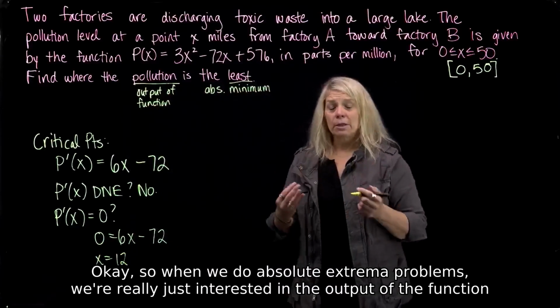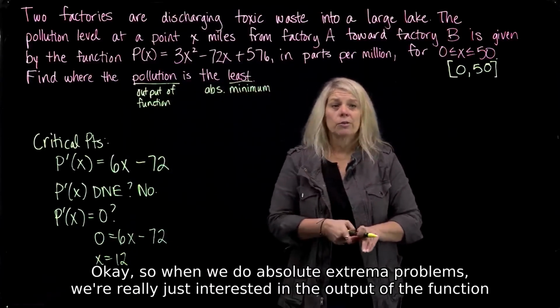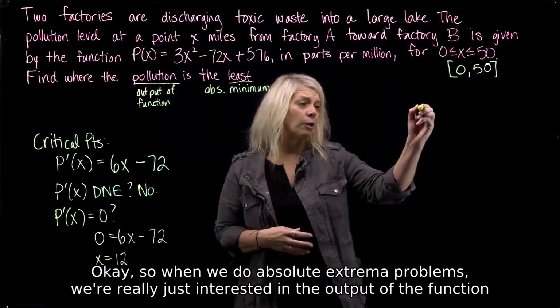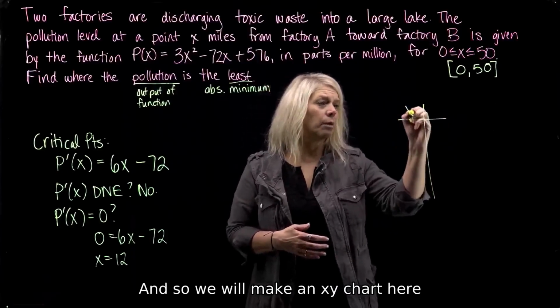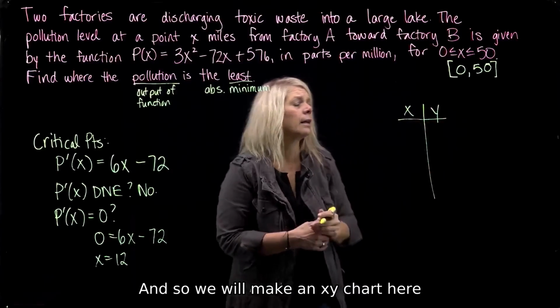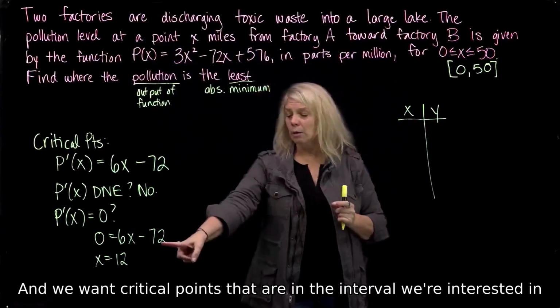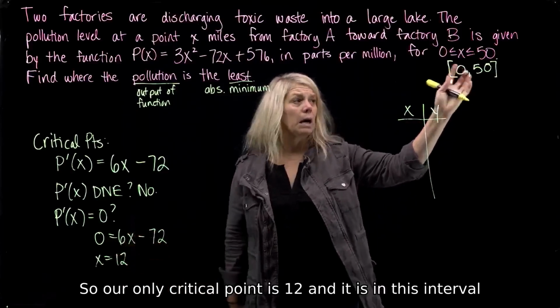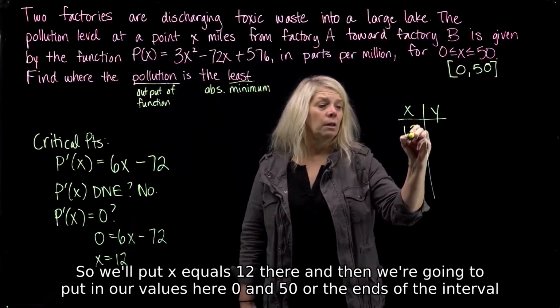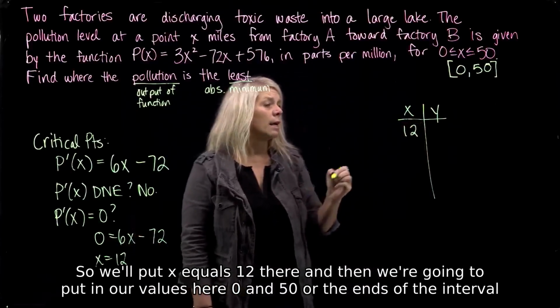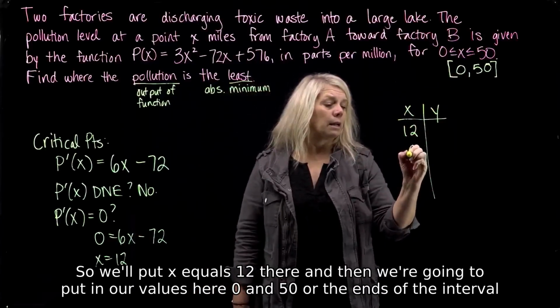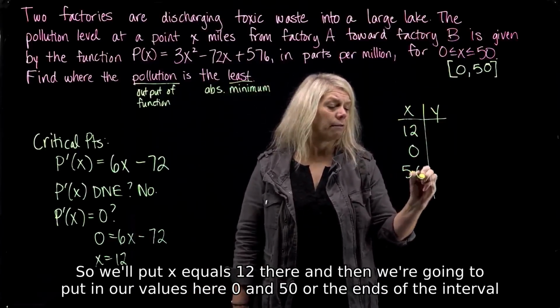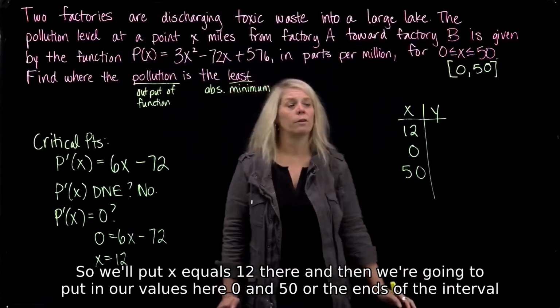Okay, so when we do absolute extrema problems, we're really just interested in the output of the function. And so we will make an xy chart here. And we want critical points that are in the interval we're interested in. So our only critical point is 12, and it is in this interval. So we'll put x equals 12 there. And then we're going to put in our values here, 0 and 50, for the ends of the interval.